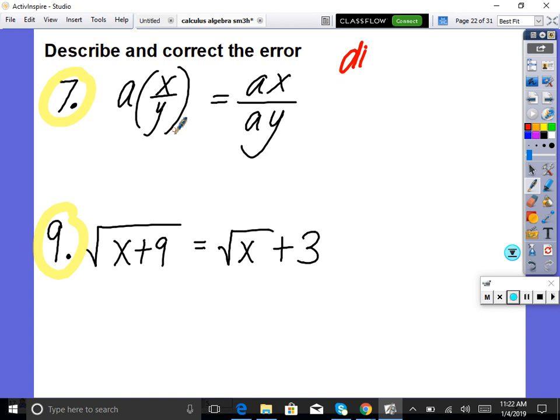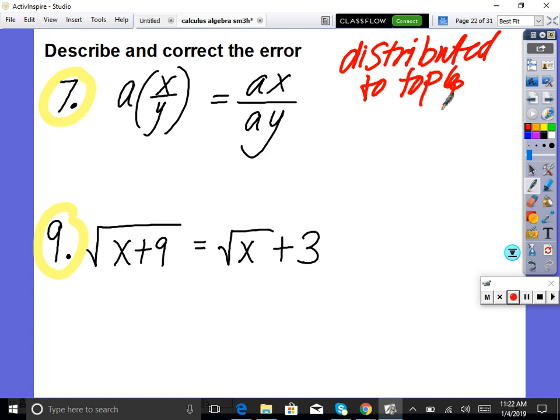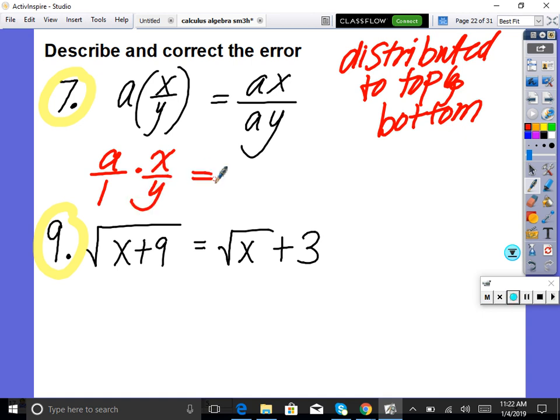And guess what? There's like 80% of you out there that do that half the time. I've seen you in here. It doesn't distribute to the top and bottom, does it? So you say they distribute to top and bottom. Now it says to correct the error. So shouldn't we, to correct the error, show our work? We'd say, well, that's a over 1 times x over y, which is equivalent to ax over y. We've now answered both pieces. Describe the error, correct the error. Make sense of that section of what we're doing. Okay, let's do number 9. Which rule did they break?